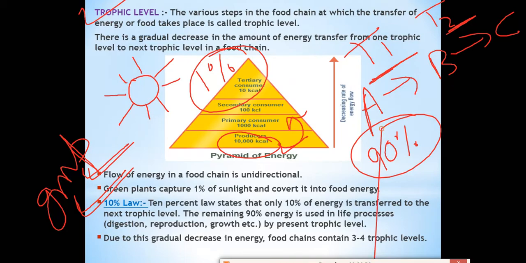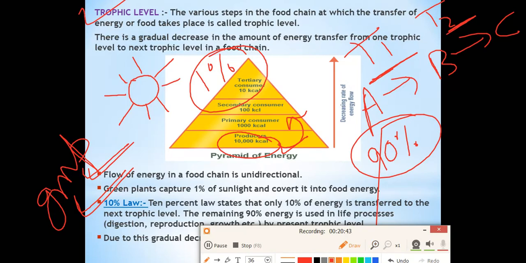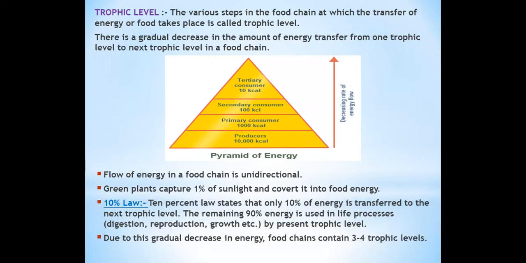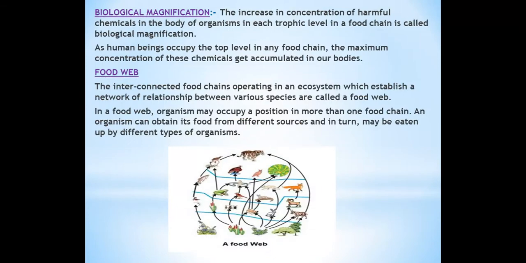Now, due to gradual decrease in energy, a food chain contains 3 to 4 trophic levels only. Means as the energy decreases from the first to the next trophic level, in a food chain only 3 to 4 trophic levels are present, not more than that.